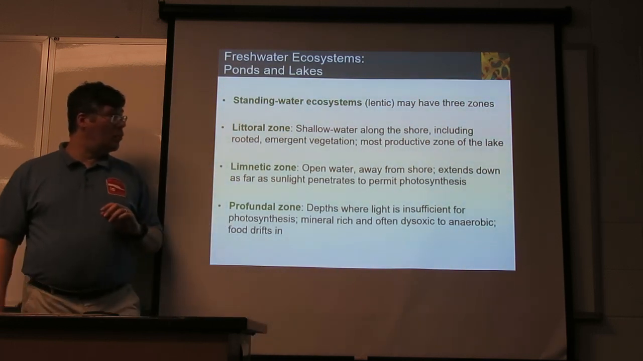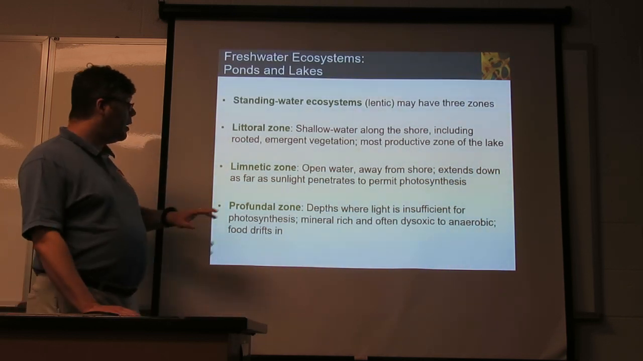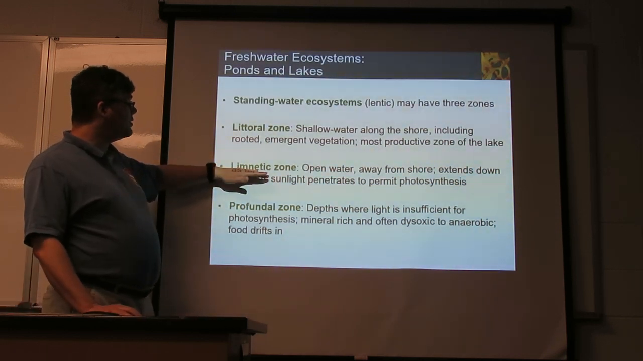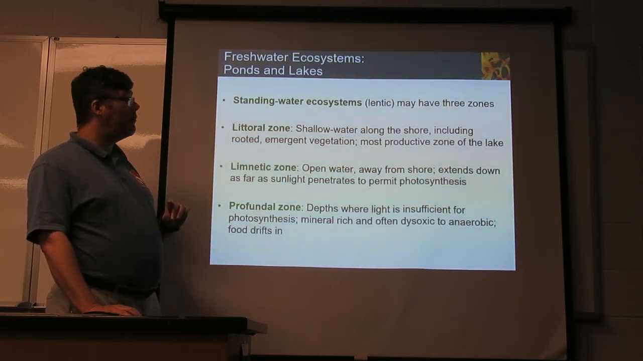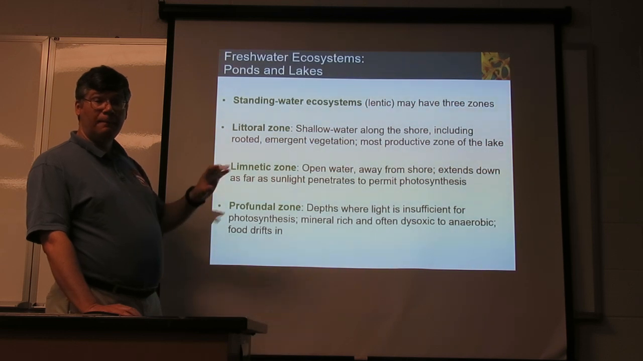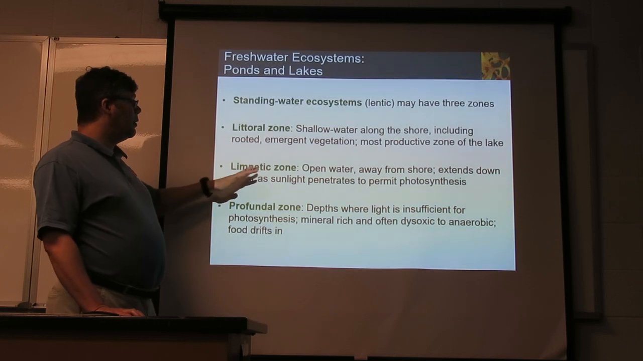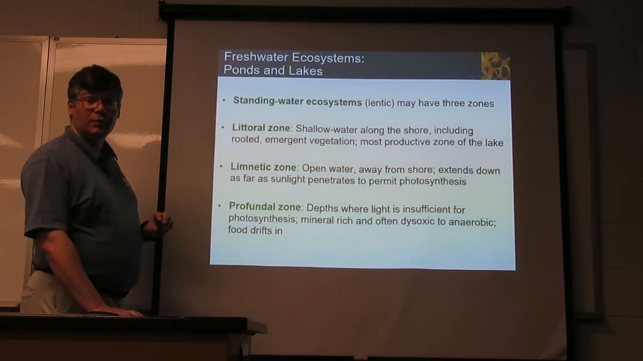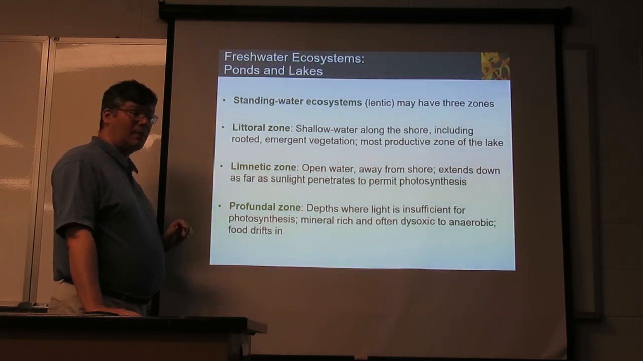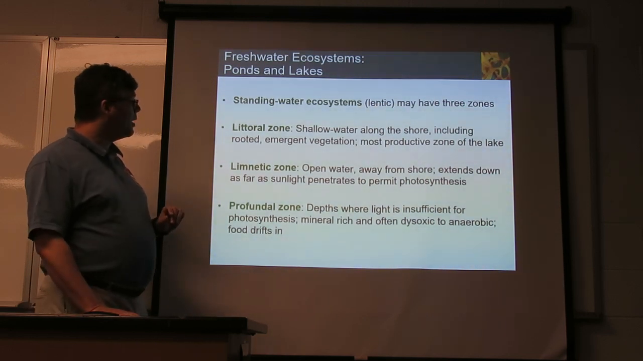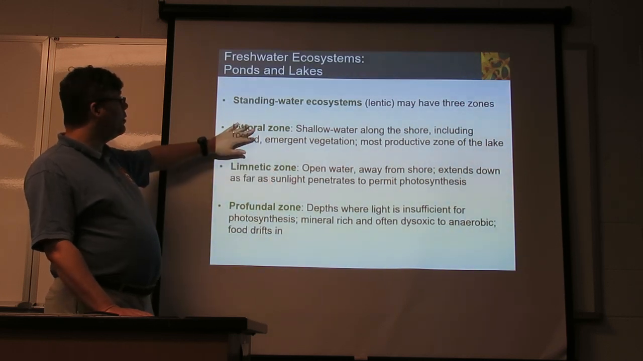Out in open water, away from a shore, if our water body is big enough, we may have what's known as the limnetic zone. This is shallow, so there's enough sunlight to have photosynthesis, but it's only floating plants and algae, not things with roots reaching to the bottom. And that limits it. Only certain types of things can float around. So we have somewhat less productivity out here than in the littoral zone.